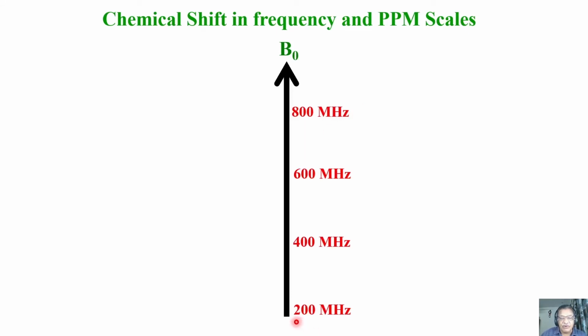So now I will give you the comparison of chemical shift in frequency and ppm scales. Let us say I am starting from 200 megahertz to 800 megahertz. What it means is I am varying the magnetic field. At different magnetic field strengths, by my resonance equation, nu is equal to gamma into B naught over 2 pi, I have different resonating frequencies. This means I have different spectrometers here. Going from bottom to top, magnetic field is increasing.